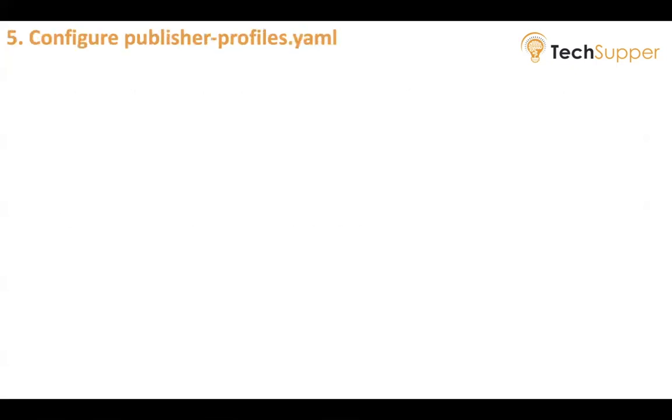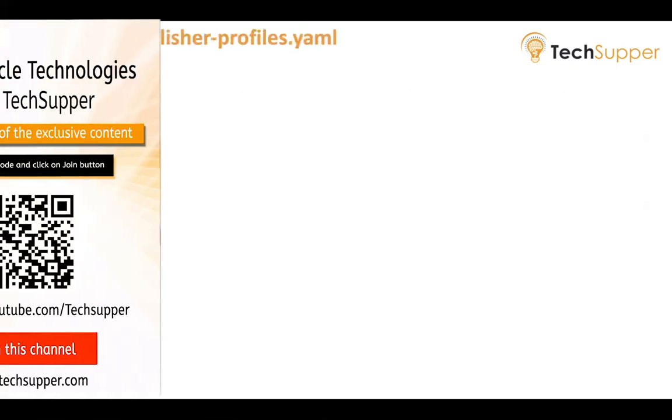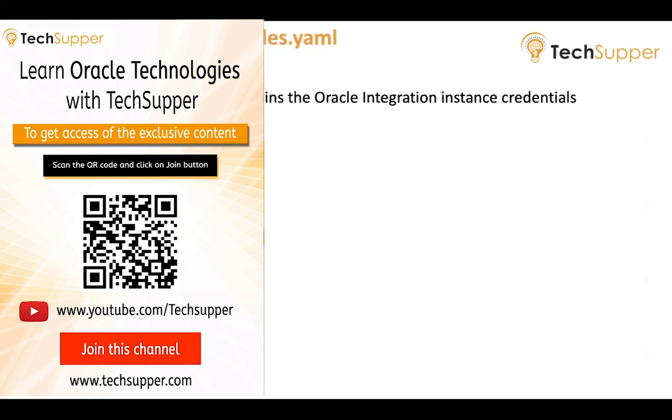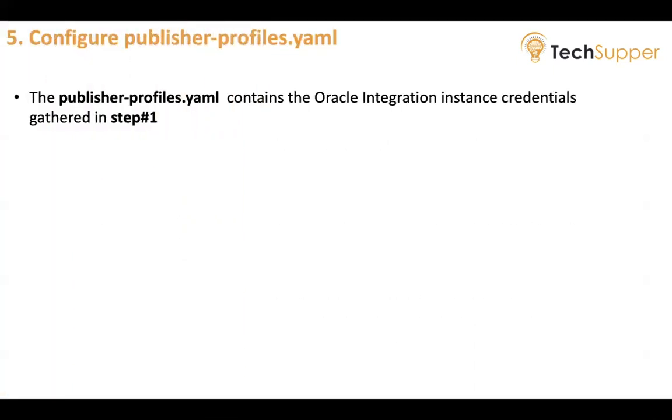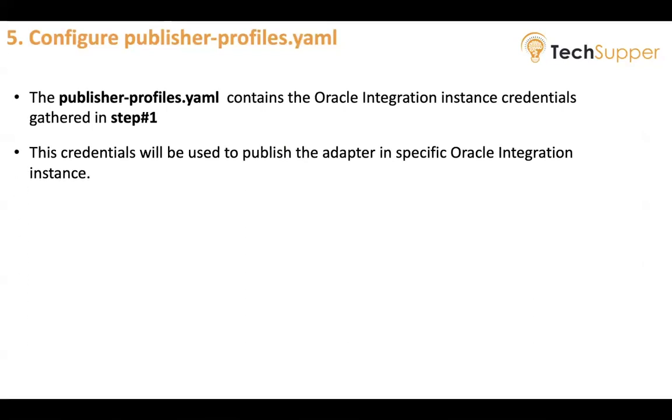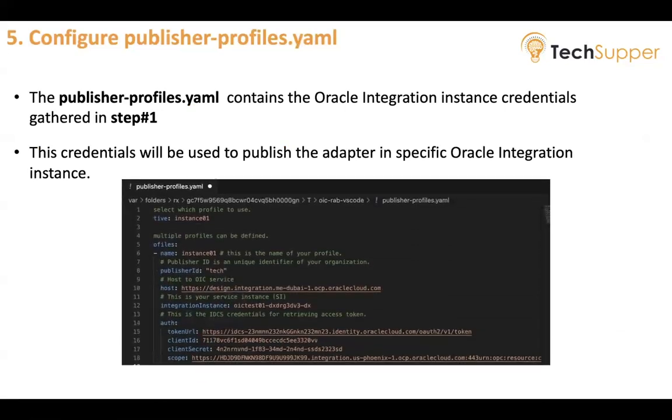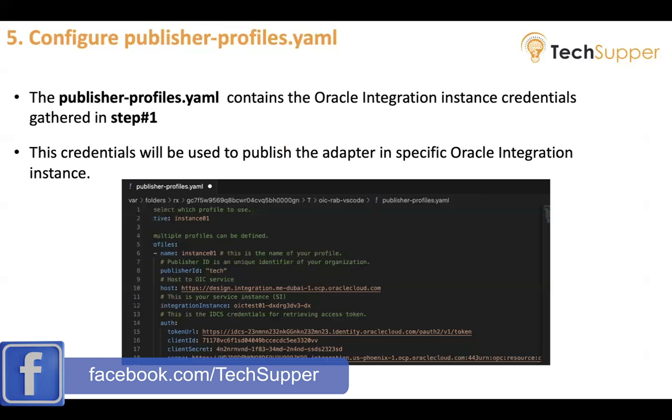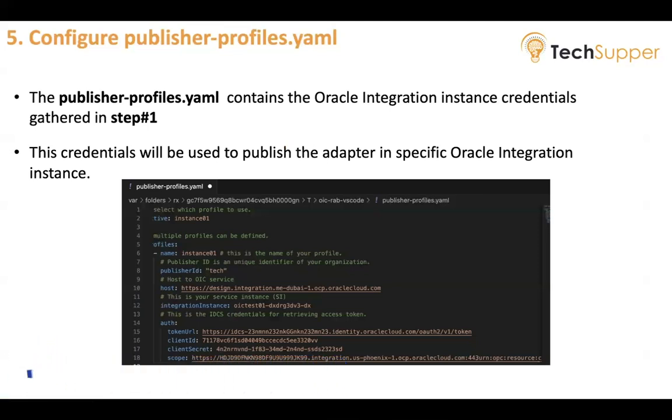The fifth step is to configure one file called publisher-profiles.yaml, where you can add your Oracle Integration instance credentials, which we gathered in step number 1. These credentials will be used to interact with your Oracle Integration to publish your adapter. That is important, and it is a one-time activity. You have to provide the host, the design time URL, and then the integration instance, then auth details like token URL, client ID, client secret, and scope.